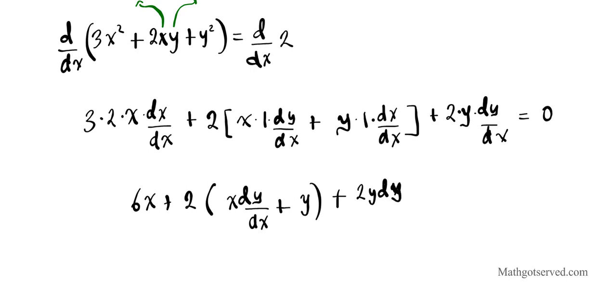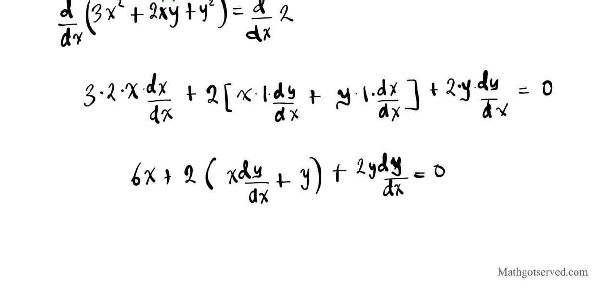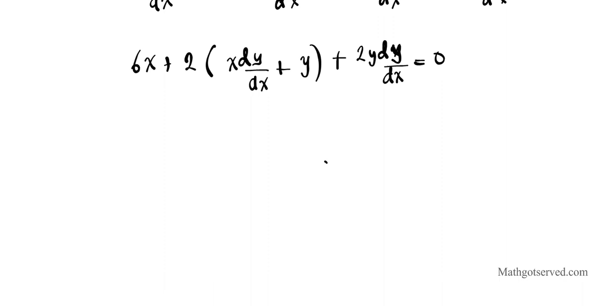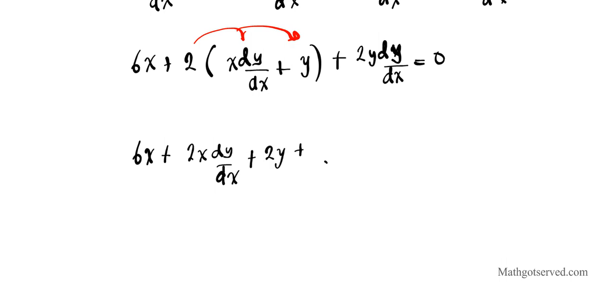dy/dx equals 0. Now the goal here is to, let's simplify it first and then I'll tell you what the goal is. So let's simplify this piece with the parentheses. I'll just distribute these two terms here. So we're going to have 6x plus 2x dy/dx plus 2y plus 2y dy/dx equals 0.